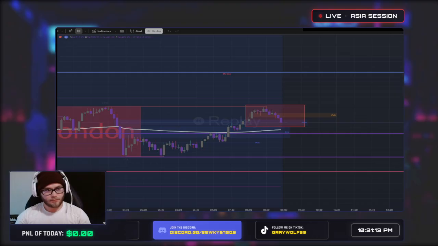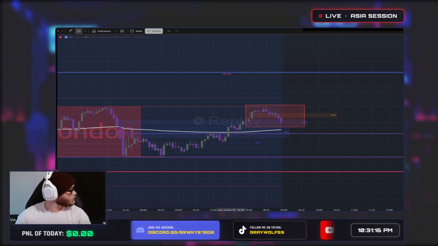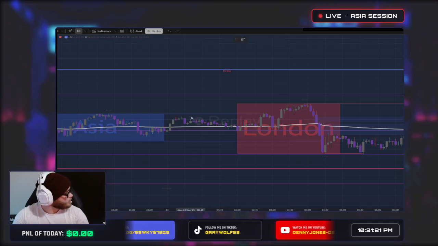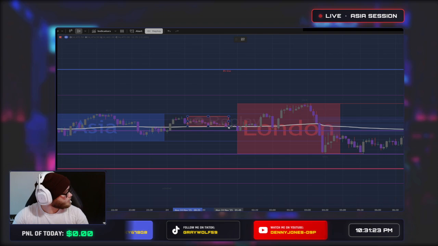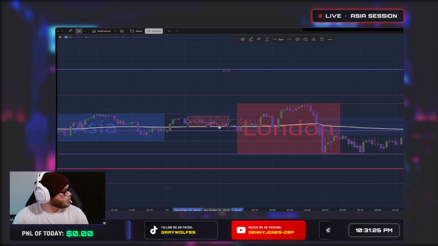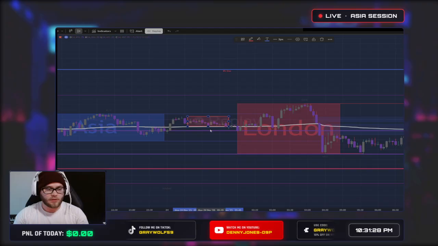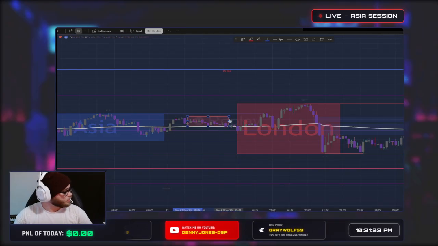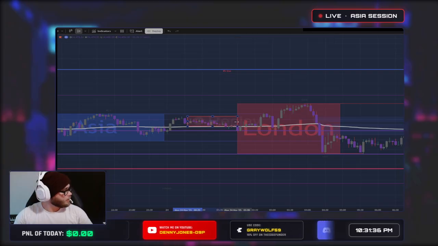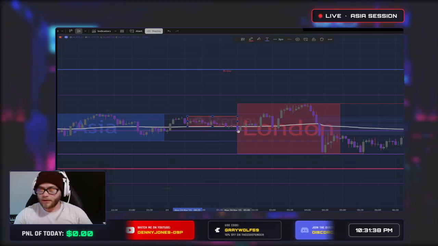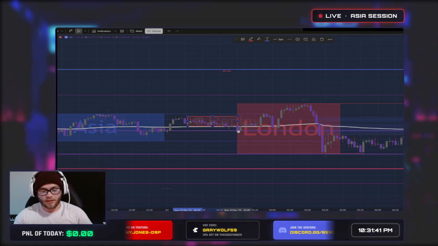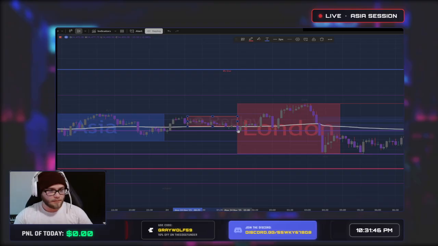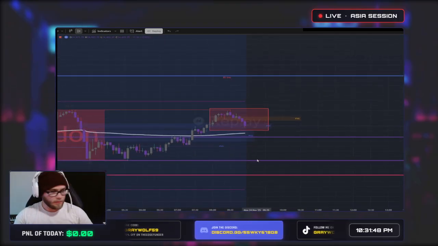For example, let me find right here. This is a good example. This was over an hour of just nothing but consolidation, right? So this is just market cruising along. And then when it finally breaks through, right about here, it starts going above the speed limit because it starts moving faster. All right? So go back over here.